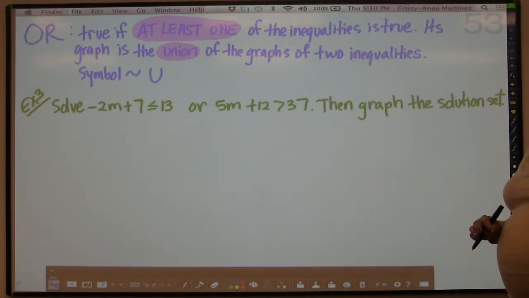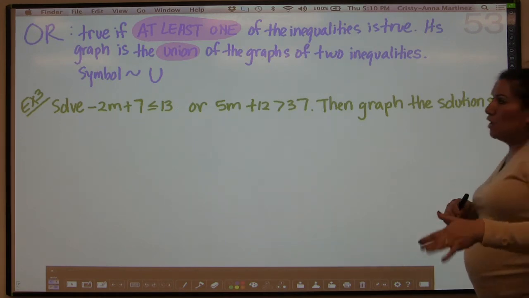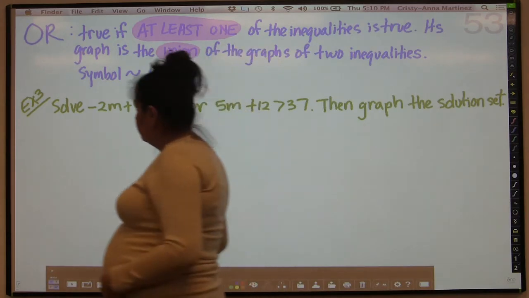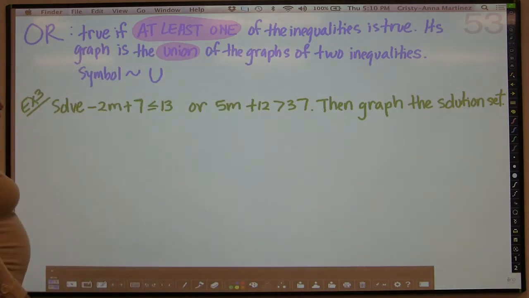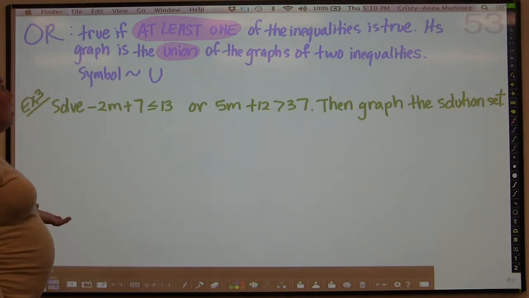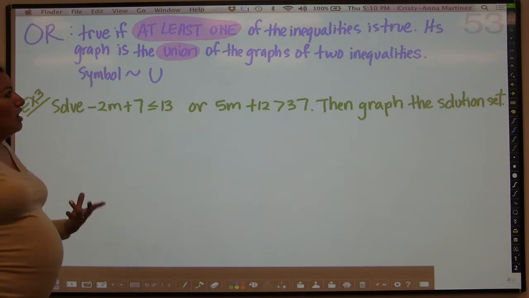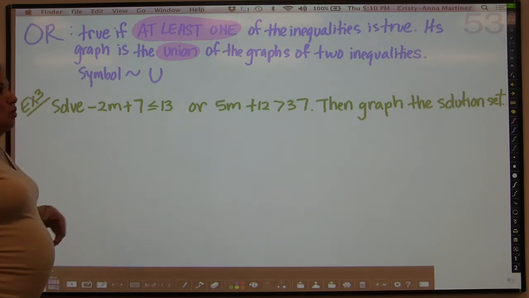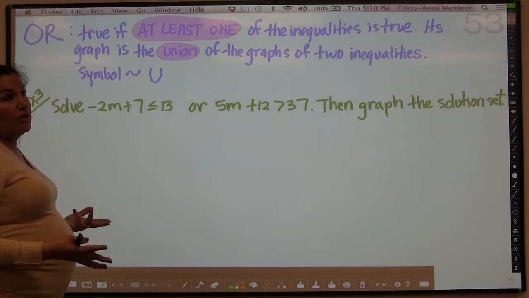This says example 3, not example 2, because it's example 3 in the book. But I thought this was a better example for the next step, because I want to go into the "or" case. Or inequalities, or compound inequalities, are true if at least one of the inequalities is true. So one could be true, or both could be true.